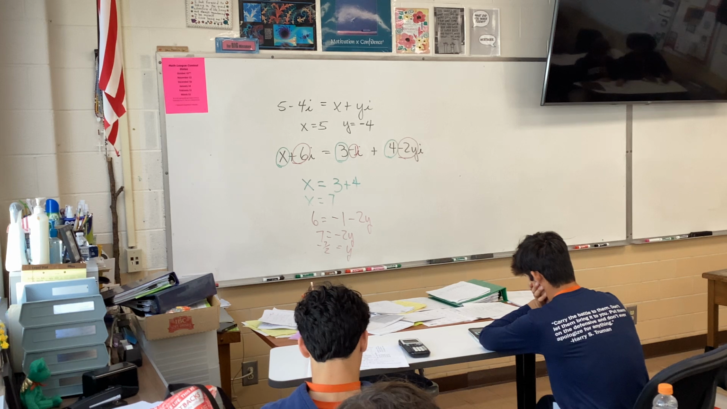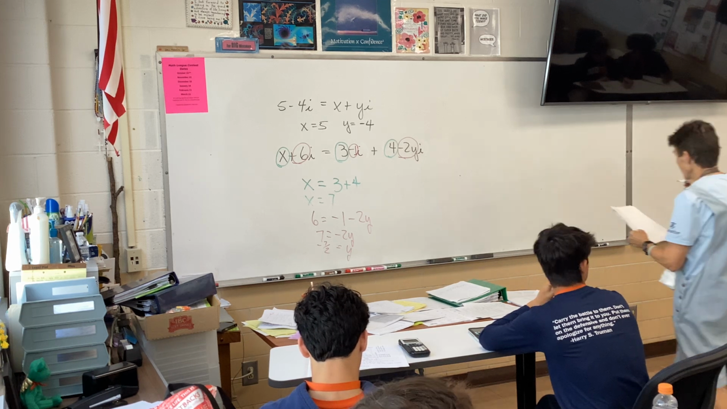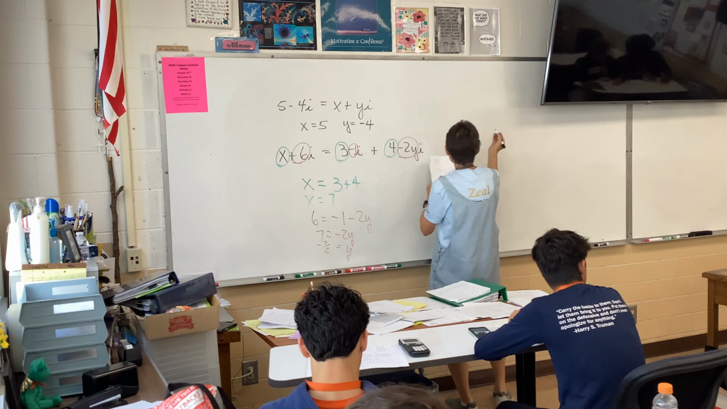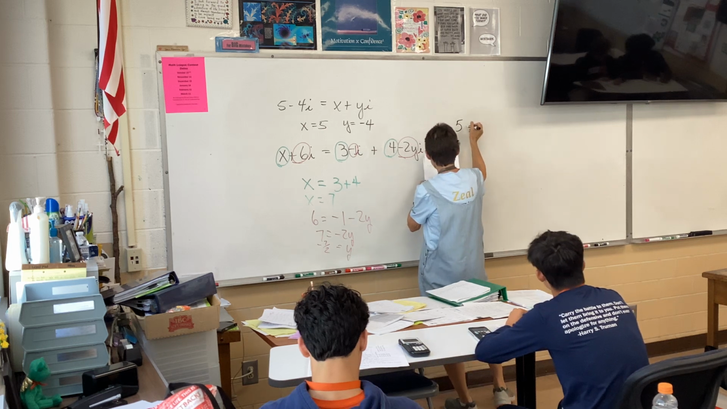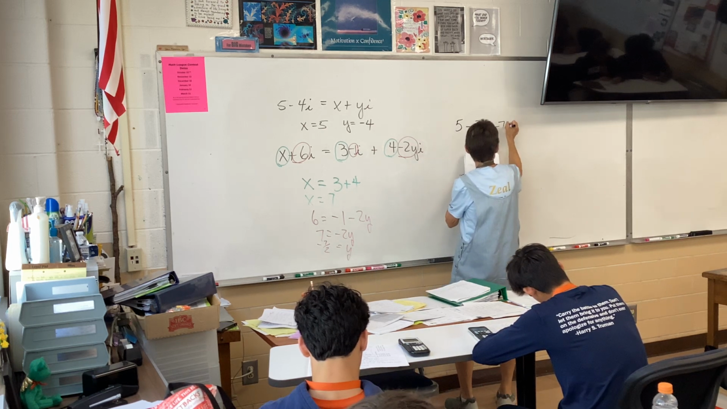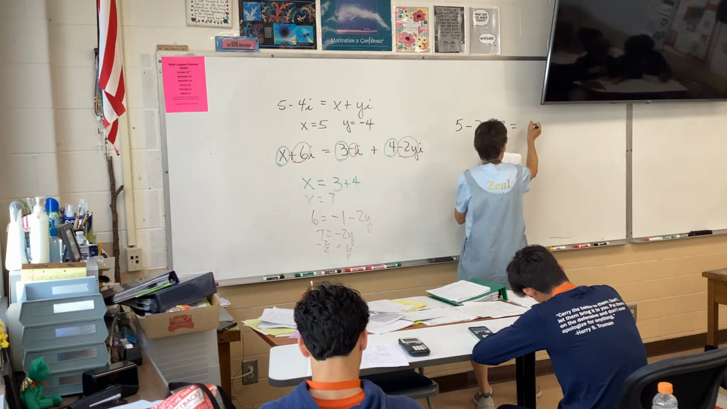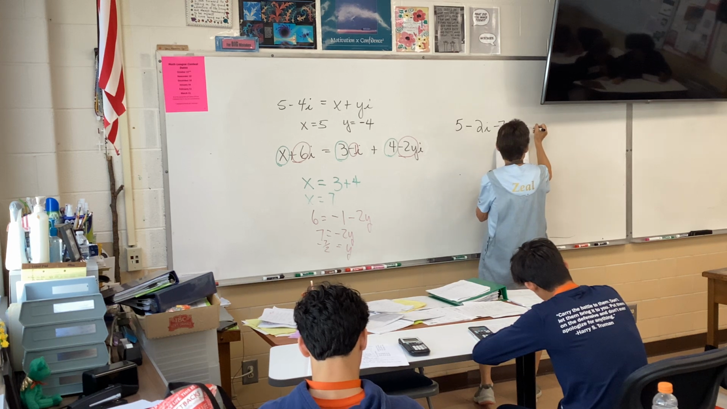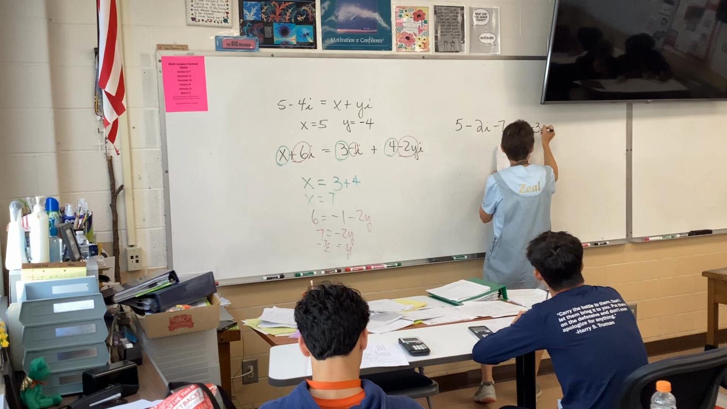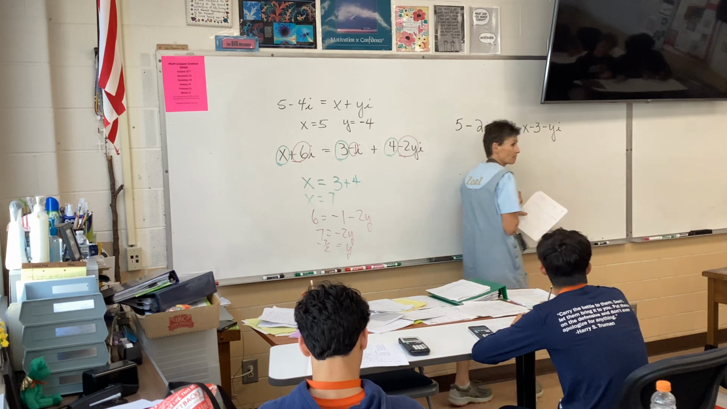All right, so one more. Let's see if we can do this one. Again, I'm not going to mess with the parentheses. So 5 minus 2i minus 7 equals x, be careful, minus 3 minus yi.